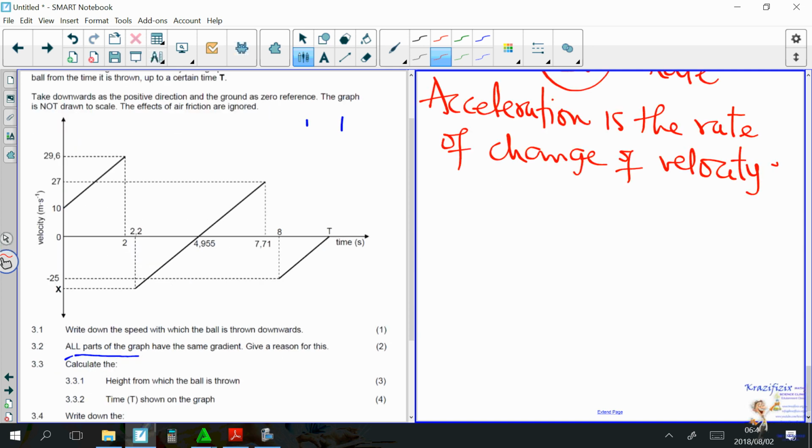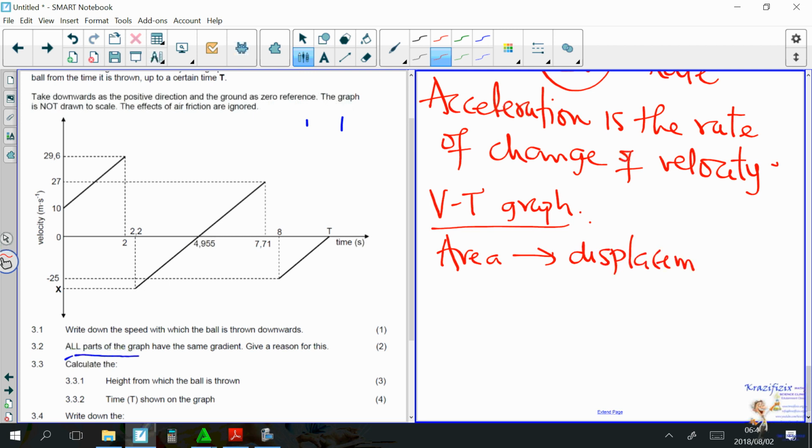So we say in here, under a VT graph, what do we know? The area of the graph gives us displacement. And the gradient of the graph would give us what? Acceleration. All right, very important concepts there. Now let's try to answer the question quickly.